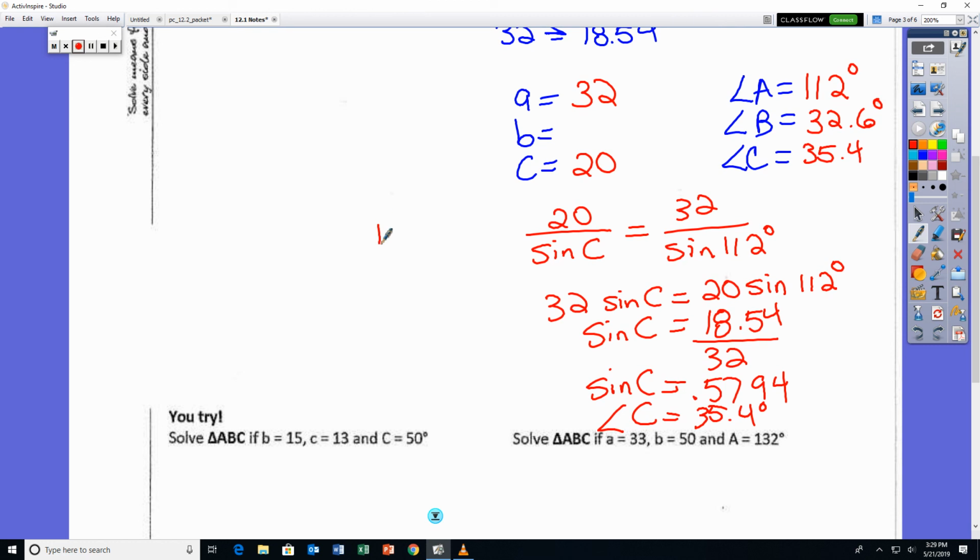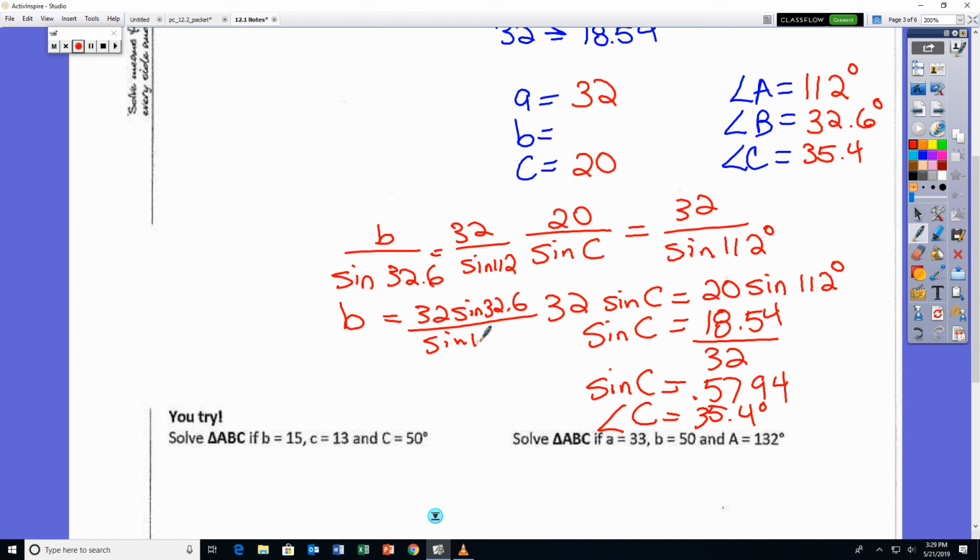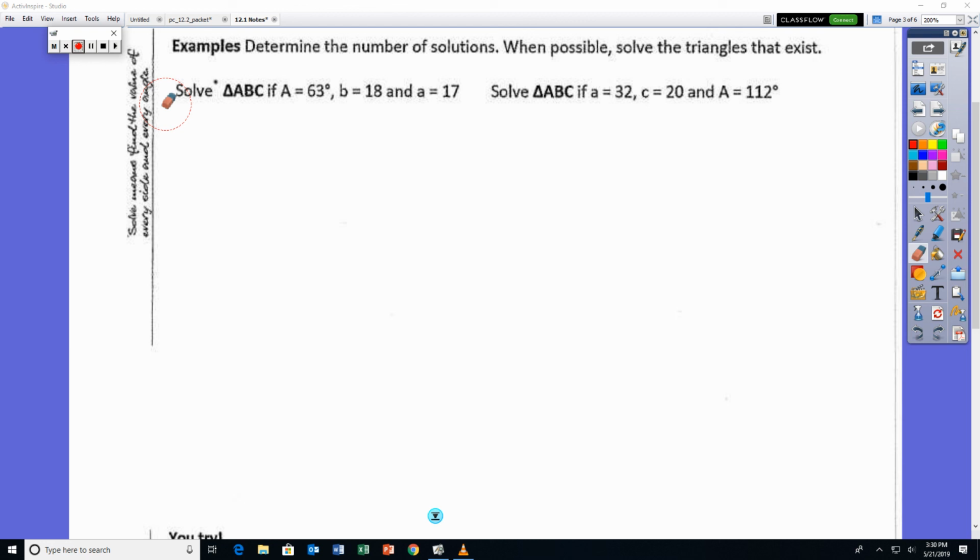So B over the sine of 32.6 equals 32 over sine of 112. That gets me 32 times the sine of 32.6 all over the sine of 112. That will get us our B value, which for this one comes out to be 18.59.